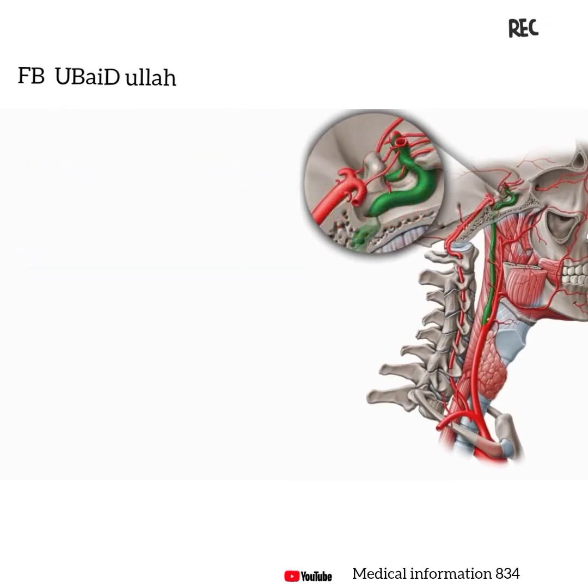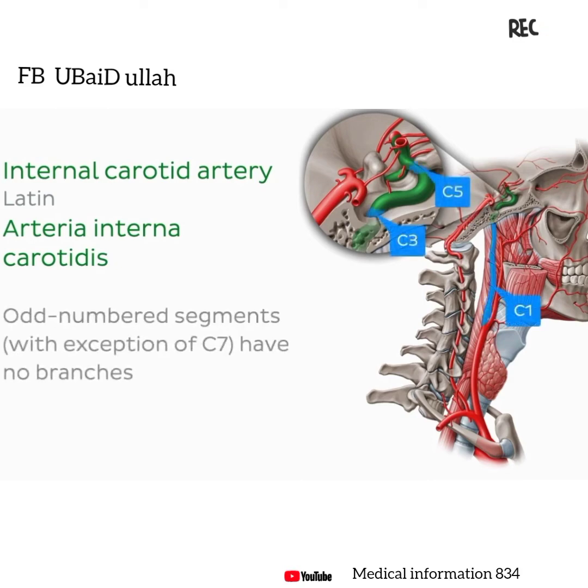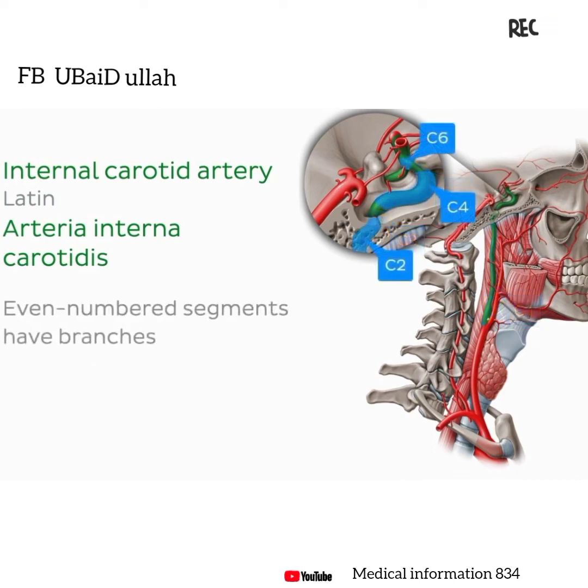Like many other large arteries, the internal carotid artery gives off several branches, which can be classified according to the respective segments. Fortunately, the branches of the internal carotid artery are a little more straightforward compared to the external carotid artery. The first thing to note is that the odd-numbered segments, with the exception of C7, generally present no branches. The even-numbered segments have branches, however these are mostly small and variable in the cases of C2 and C4 segments.